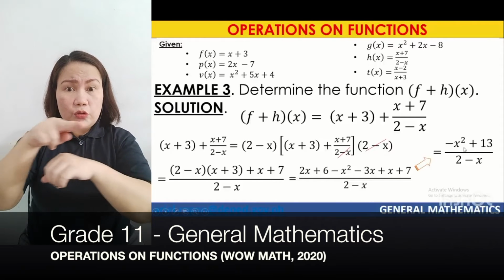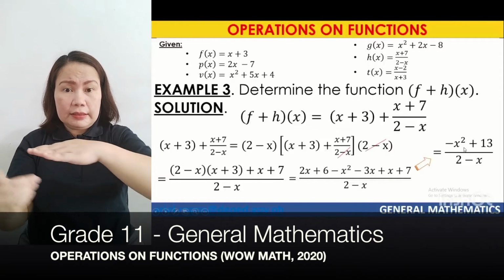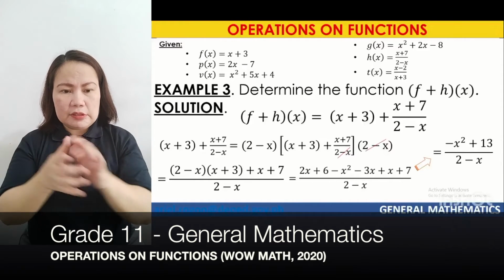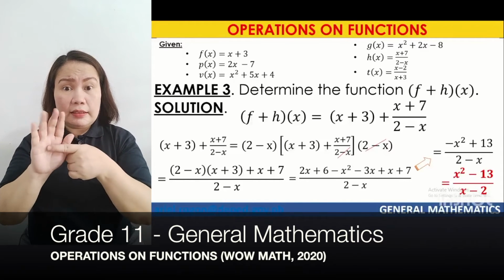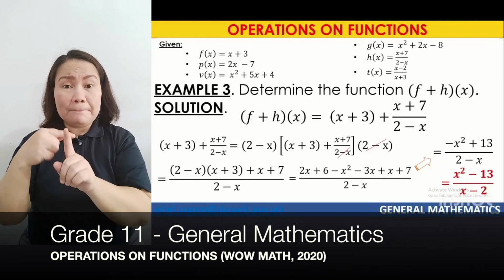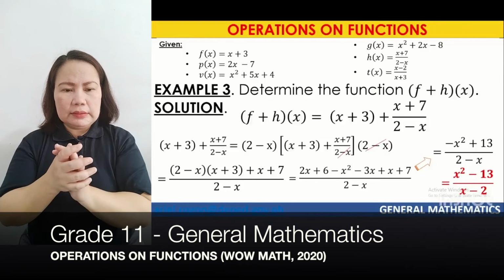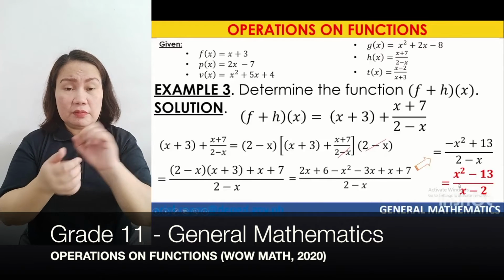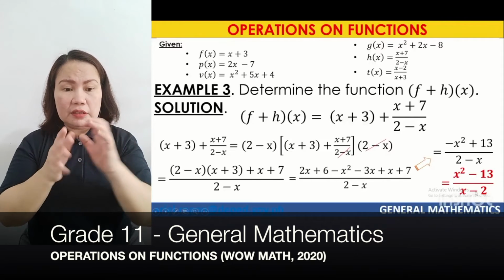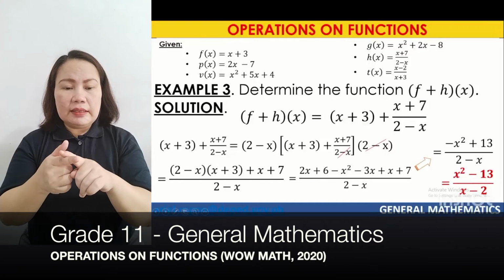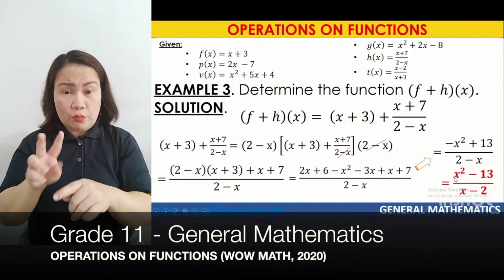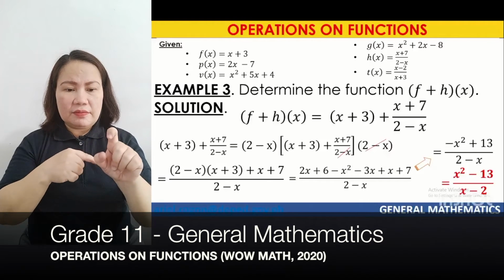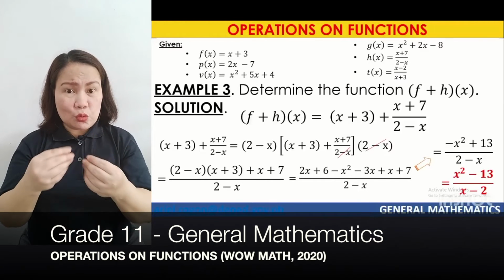Kapag minultiply natin sa negative 1, itong negative x squared ay magiging positive x squared na. Yung positive 13 magiging negative 13. And then, yung negative x magiging positive x na. Tapos yung positive 2 magiging negative 2. So, this will be the final answer. Okay? Medyo mahaba yung solution nyo, pero sundan nyo lang yung proseso.